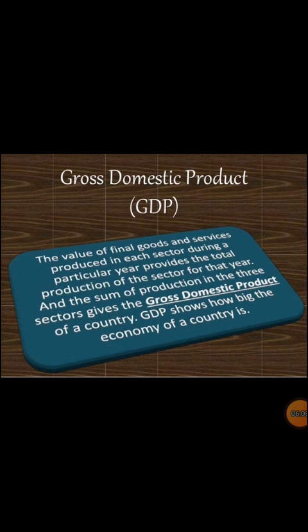Now, the next important thing that comes in this chapter is the gross domestic product, that is the GDP. The value of final goods and services produced in each sector during a particular year provides the total production of the sector for that very year. And the sum of production in the three sectors gives the GDP of a country. The gross domestic product shows how big the economy of a country is.